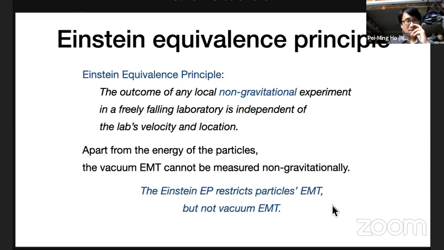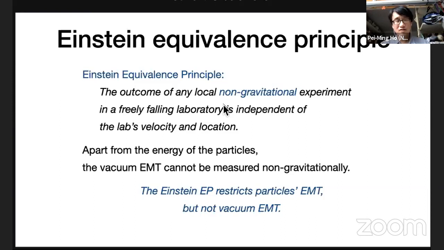Finally, let me make a comment about Einstein equivalence principle. Strictly speaking, Einstein's original proposal of the equivalence principle is restricted to non-gravitational part of the experiment. If you have a vacuum expectation value of the energy momentum tensor, which is very large, since the vacuum energy momentum tensor can only be measured gravitationally if it doesn't come with particles.